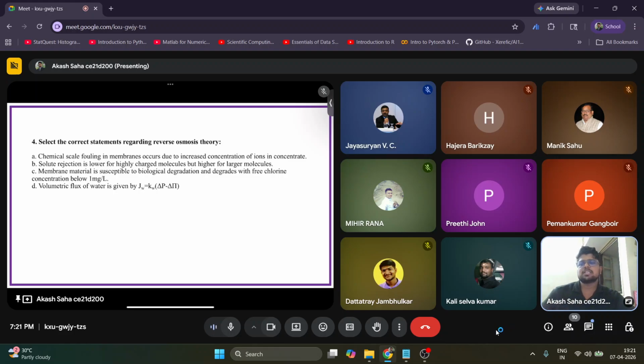Then, solute rejection is lower for highly charged molecules but higher for larger molecules. So solute rejection in general will be higher for larger molecules, because larger molecules will not be able to pass through, whereas highly charged molecules will also be rejected more, based on the electrostatic principles or the Donnan dialysis effect. So highly charged molecules will be rejected more. It's not less, it is more. So option B is incorrect.